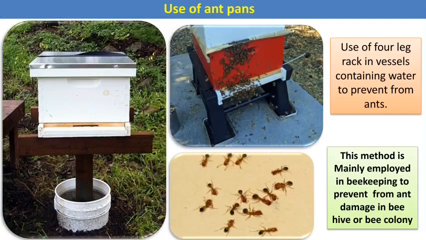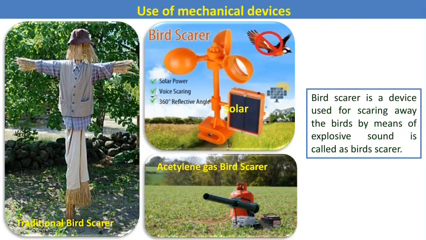Then use of ant pans. Use of four legs racks in vessels containing water to prevent ants, and this method is mainly employed in beekeeping to prevent ant damage in the bee hive or bee colony. The next one is some of the mechanical devices we can use. The first one is a bird scarer.